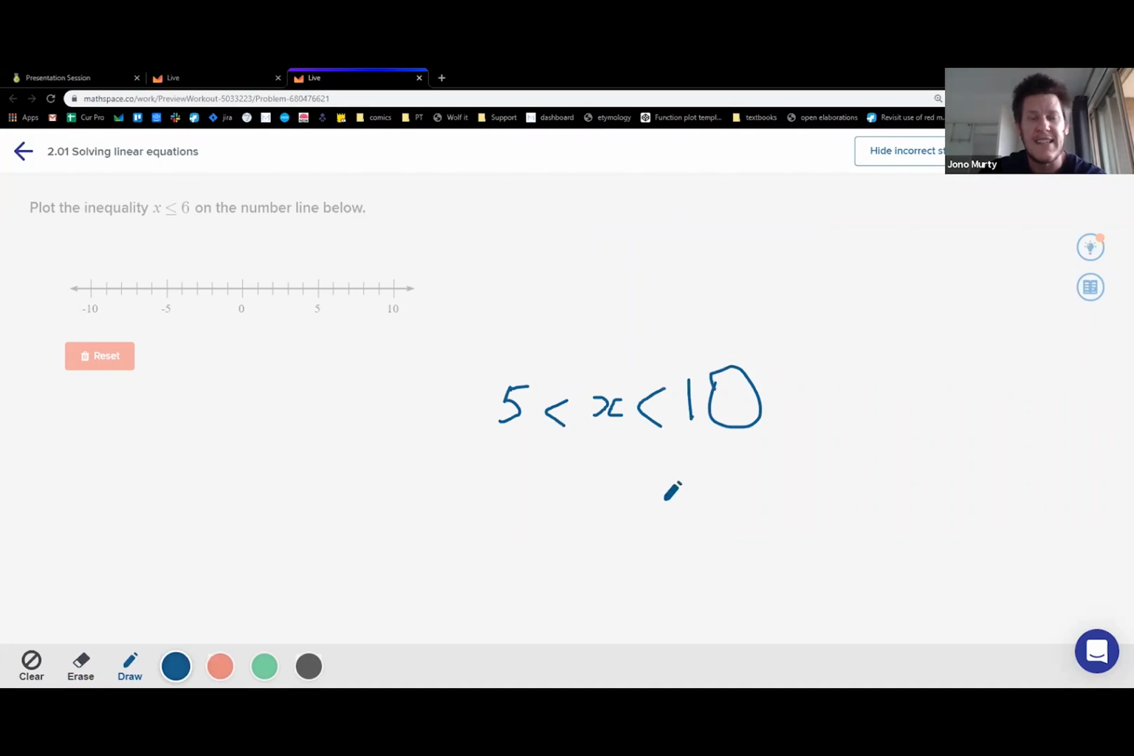This is known as a sandwich inequality because we have the two pieces on either side and x is sandwiched in the middle. So to plot that on a number line, you would draw an open circle, draw the line to 10, and have another open circle. If that was like this, 5 is less than x is less than or equal to 10, then we would just fill in this value here. So this is saying all of the numbers from 5, but not including 5, up to 10, including 10.